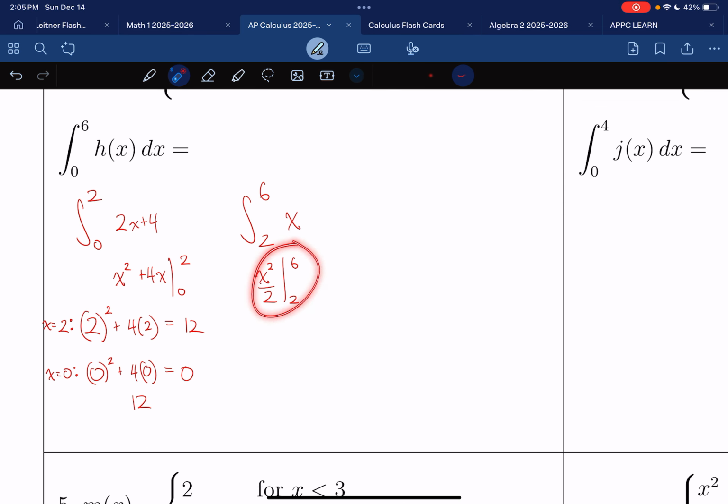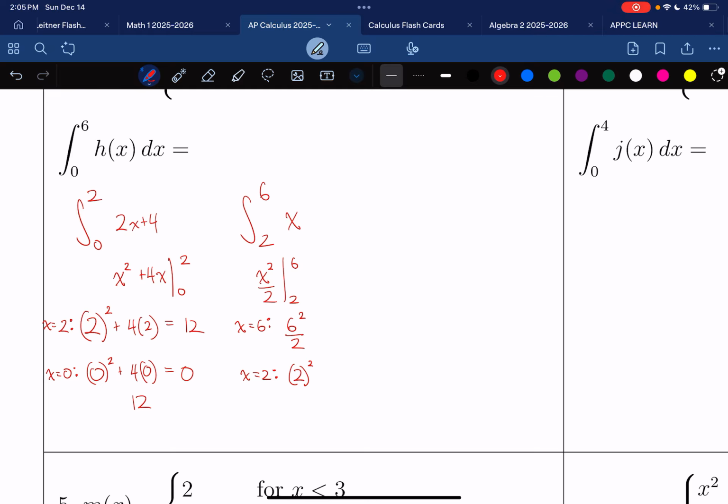And now I'm going to move over to this right-hand piece. Okay, so I'm going to plug in 6 first. So I'll say when x is equal to 6, what do we have happening? This will be 6 squared over 2. And when x is equal to 2, I'm going to get 2 squared over 2. All right, simplifying these a little bit more. 6 squared is 36. 36 divided by 2 is 18. And 2 squared is 4. 4 divided by 2 is 2. And again, we're going to subtract this minus this. 18 minus 2 is 16. Adding together 12 plus 16 is 28. So I'll say 28 for our final answer.